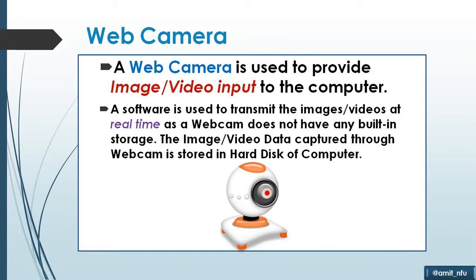Okay, the next one is the web camera. Web camera is used to provide image or video input to the computer. Software is often used to transmit the image or video in real time. As the webcam does not have any built-in storage, the image or data captured through the webcam is stored on the hard disk of the computer if required.